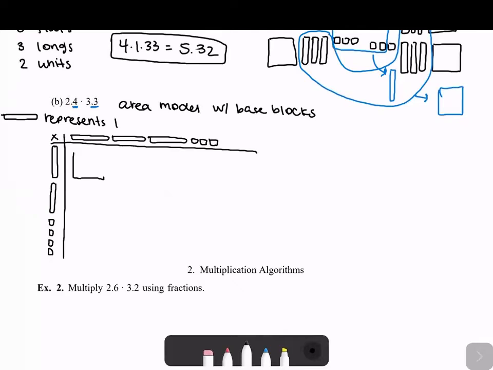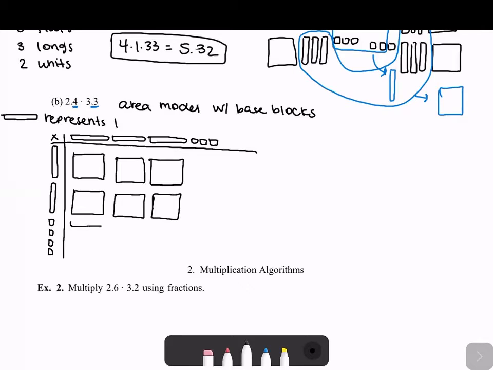So 2 longs make a flat. Remember that we think about 2 longs make a flat because we think about it as being the length and the width of the new shape that we get. So if we have a length of 10 and a width of 10, we're going to get a square, which is this flat. Similarly, when we do a long times a unit, anything times a unit is just itself, right? So we're going to get a long back here and here.